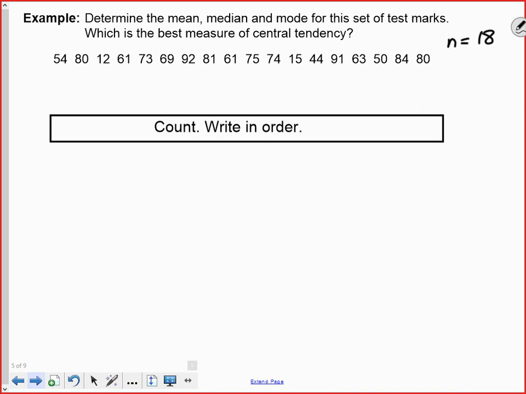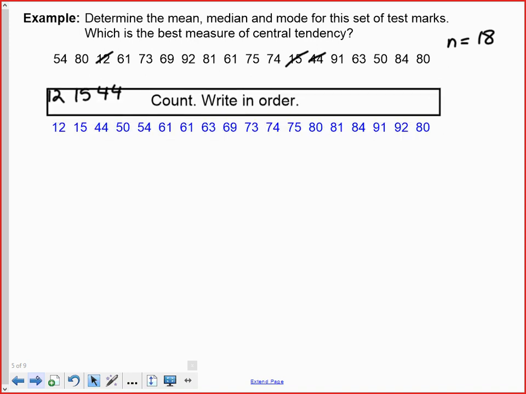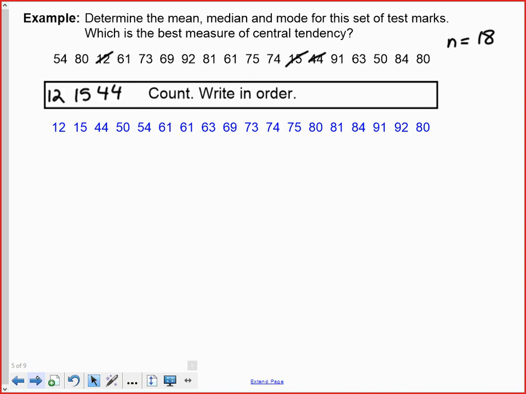Okay. And the next thing I'm going to do is take these data points and write them in order. So I'm going to find the smallest one, which is 12. I'm going to write it first. And then I'm going to go, next smallest is 15. And then I'm going to find the next smallest one, which is, what is the next smallest one? I think it's the 44 here, and so on and so on. Okay, just crossing them off the list and rewriting them. Okay, so if I do that, what I'll end up with is a list that looks like this.